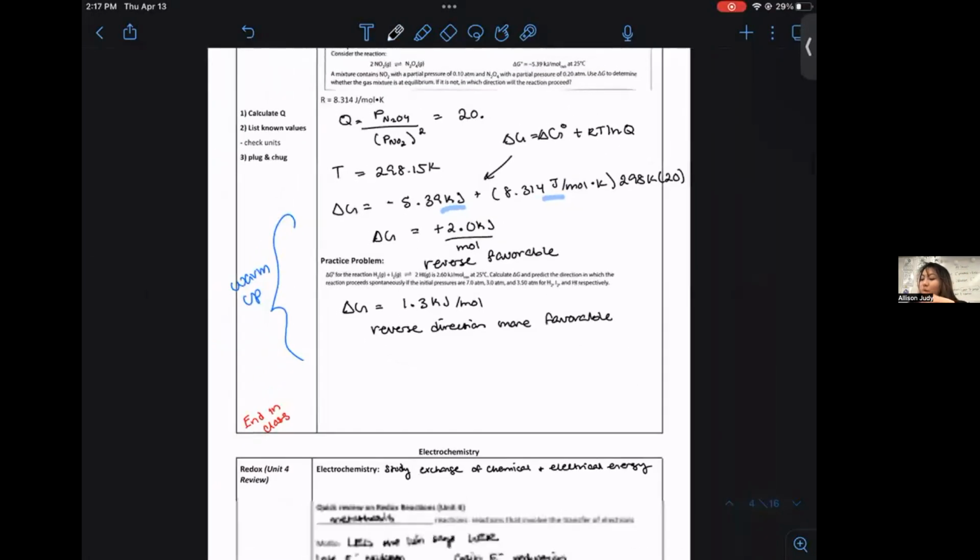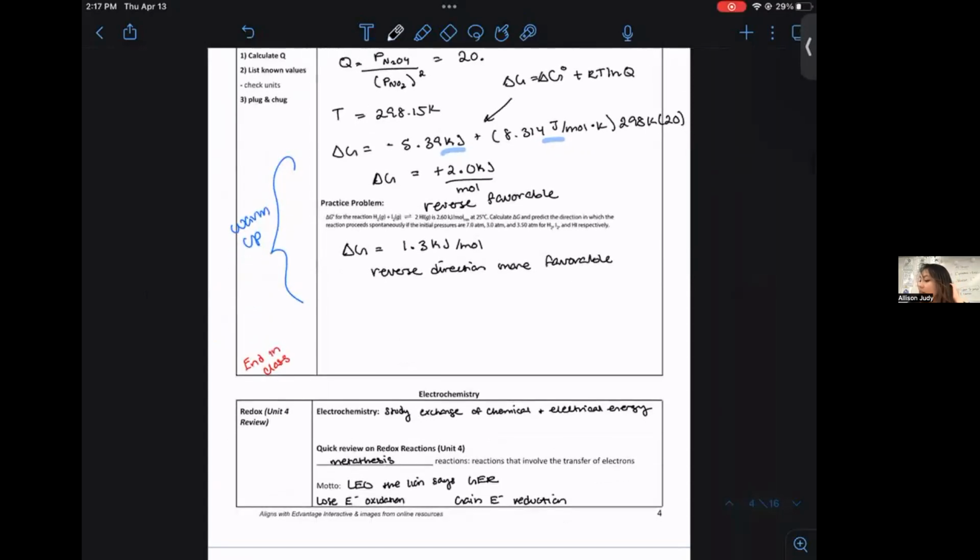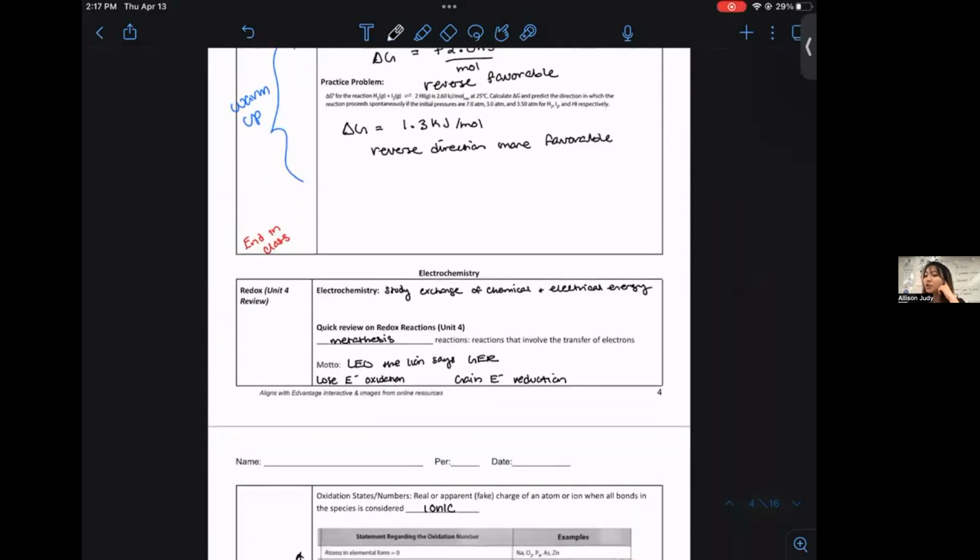Okay, so that's where we ended off yesterday. Now today, I'm going to talk to you about electrochemistry. How we take this concept of G and we start applying it to redox reactions in actual lab, in industry, building batteries, building voltage systems, building circuits, stuff like that. So I put up an electrochemistry review.